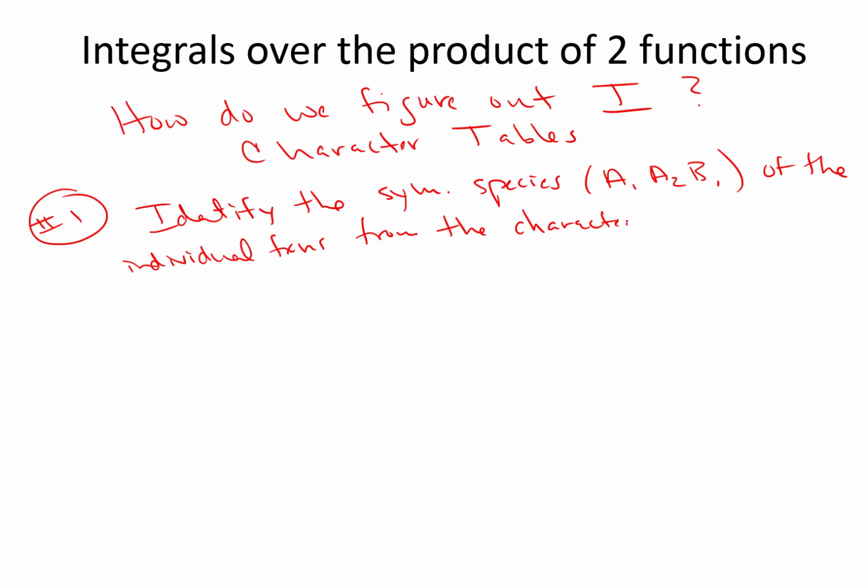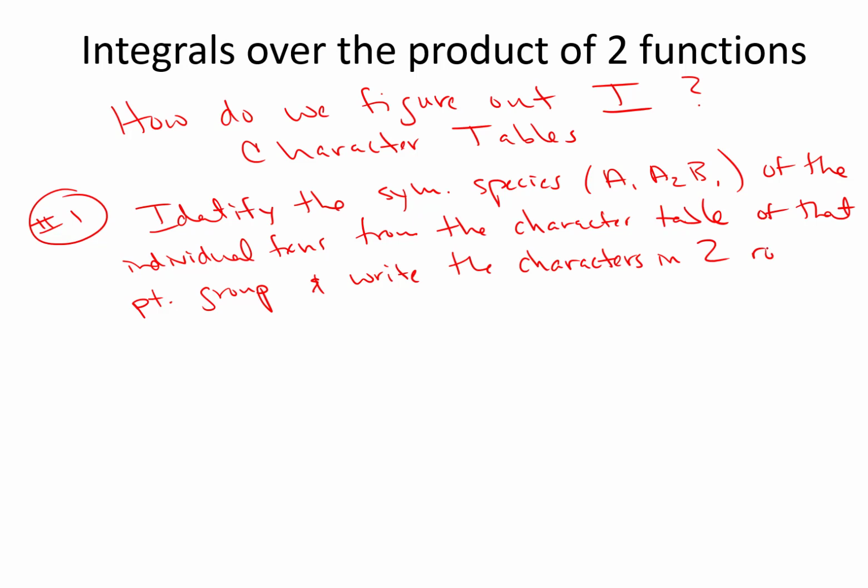From the character table of that point group, write the characters in 2 rows. Seems pretty straightforward.